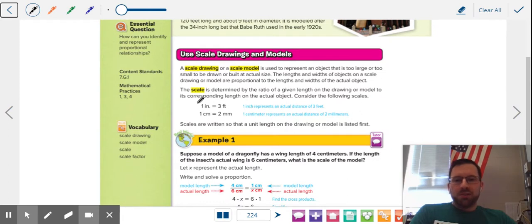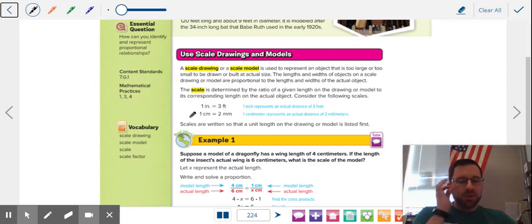So what is a scale? A scale is a ratio that shrinks something or enlarges it. Here you have a centimeter going to 2 millimeters. So every centimeter going to 2 millimeters is a version of enlarging something. In real life it's only 2 millimeters, but in the picture it's 1 centimeter. Or you could shrink something. In real life it's 3 feet, but in the picture it's 1 inch. That's a version of shrinking something.